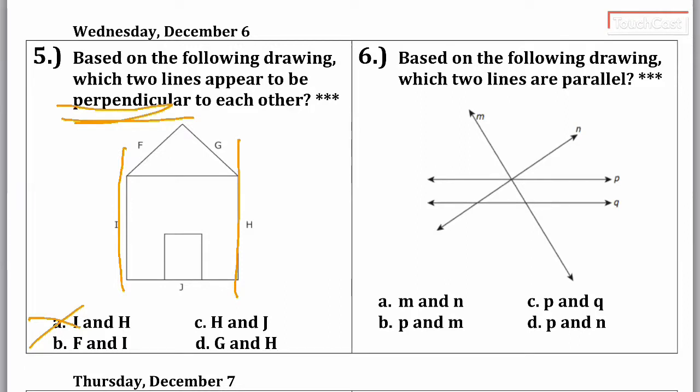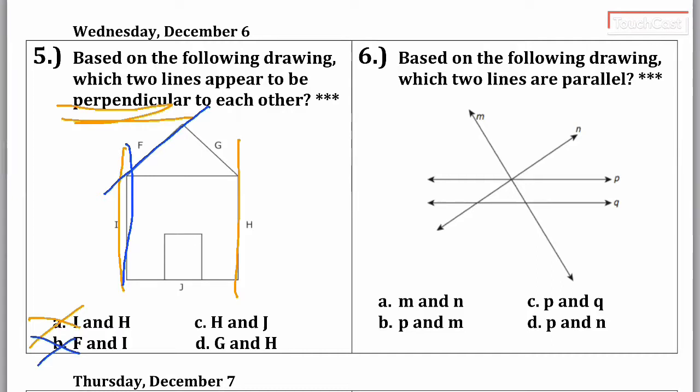Let's go to the next one, which would be F and I. We look at F and I. They do not make a T shape. They do intersect, but they do not make a T shape or an L shape, and no right angles. They actually have acute and obtuse angles in there, and we'll get to those later. So it cannot be B.